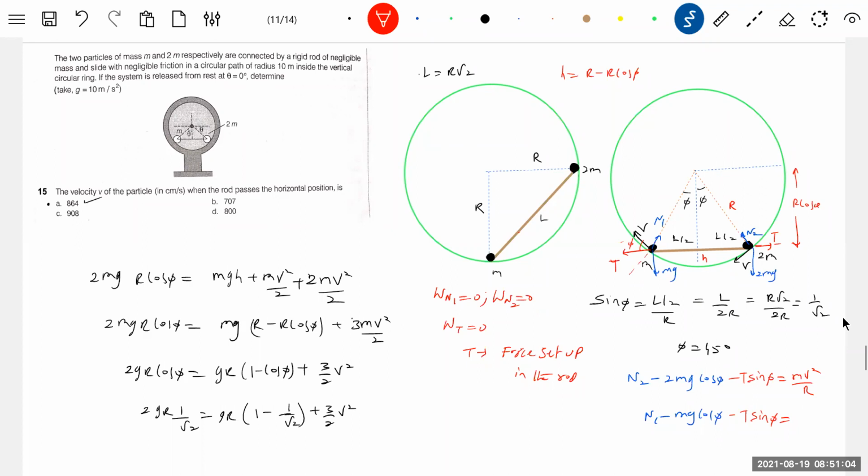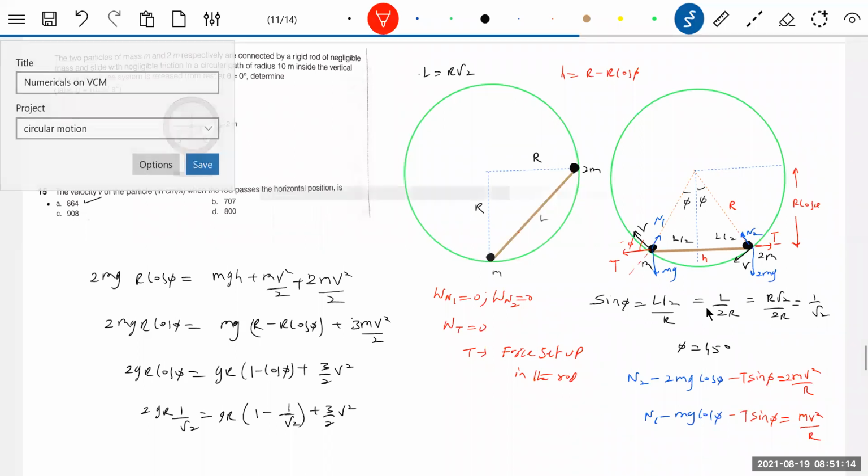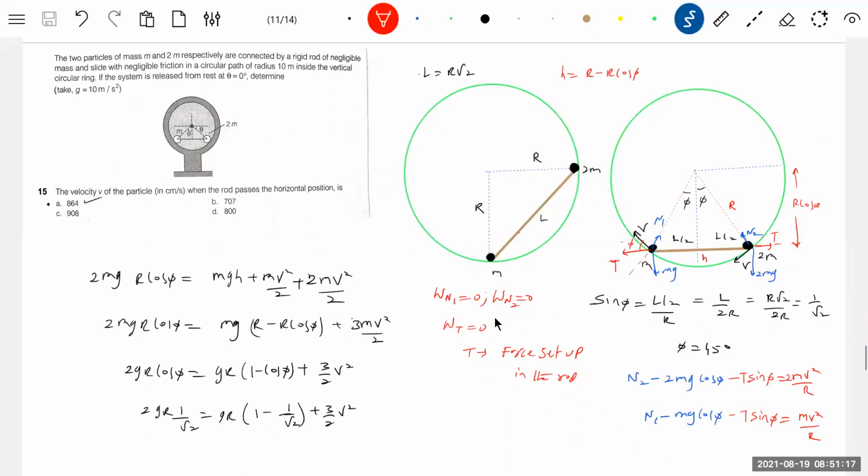N2 should be 2m, no? You have to be extra alert. Write it down. It will slide down. A force set up in the string is called tension. A force set up in the rod we should not call tension; we just say some sort of reaction in the rod, or force set up in the rod. That's why I didn't use the word tension.